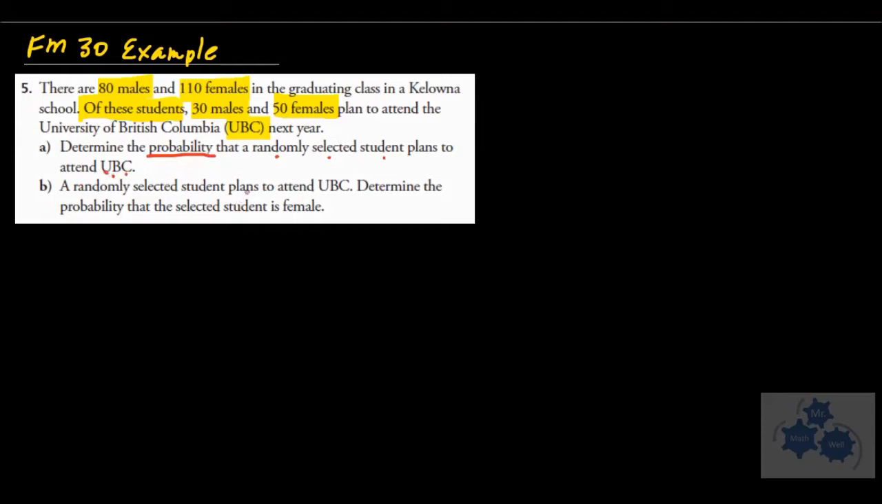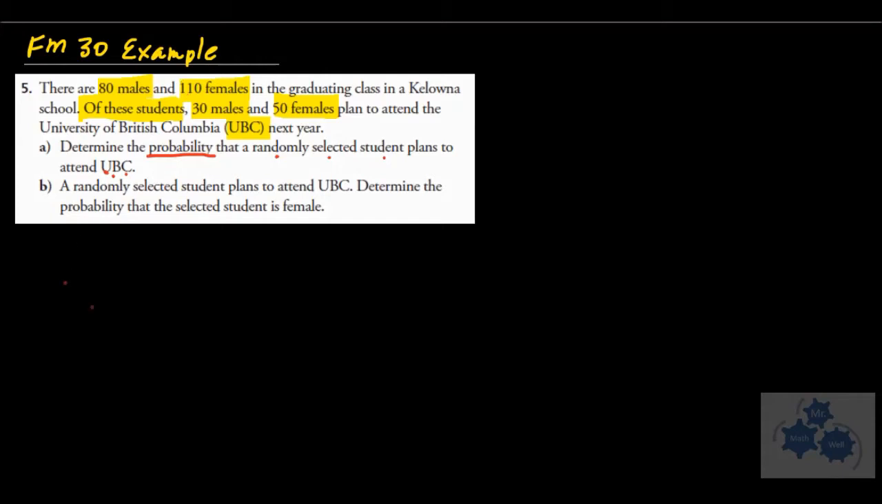Okay. So you look at that and you say, oh, well, there's 30 males and 50 females that plan to go to UBC. Well, it's not as simple as that, because there are 80 males and 30 of them are going to UBC. So there's two levels here. There's some conditions, right? You could meet any guy and there would be a certain probability that he would be going to UBC, and you know that's 30 of 80, right? But what if you meet a girl? Well, you have to take into consideration that there are not an even number of guys and girls.